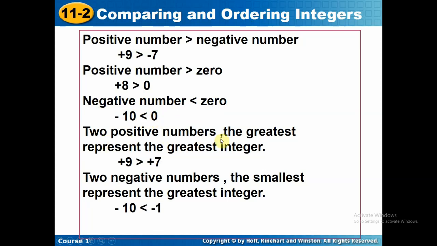If you have two positive numbers, the greatest number represents the greatest integer. For example, positive 9 is greater than positive 7. And if you have two negative numbers, the smallest number represents the greatest integer. For example, here, negative 1 is greater than negative 10 because negative 1 is nearest to 0 on the number line.